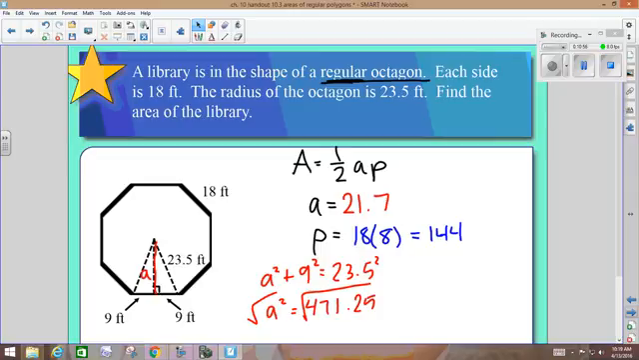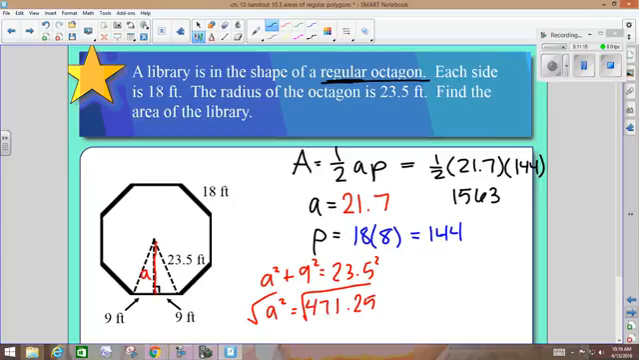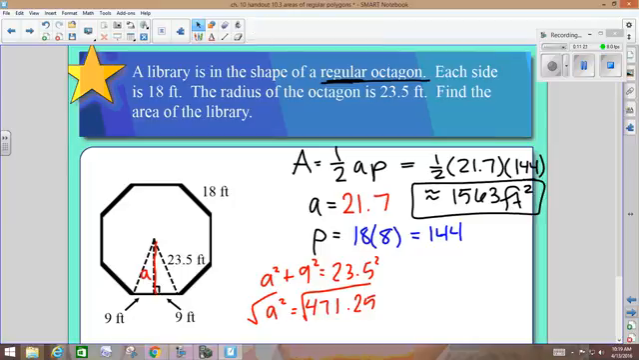Got your apothem, you have your perimeter, so now you're going to substitute it into your area formula. 1/2 times 21.7 times 144. Approximately 1,563 square feet. That's the entire octagon. So if our town had an octagonal library, they wanted to recarpet it, they would need to know the area of it so you can know how much carpet to purchase.